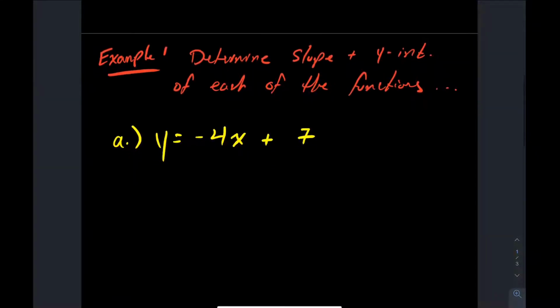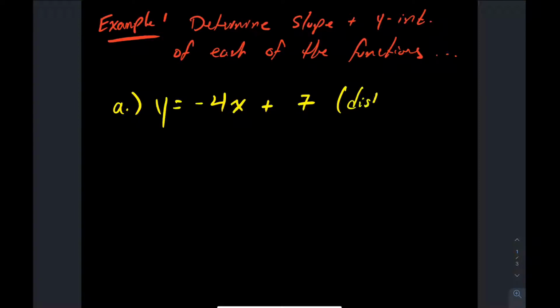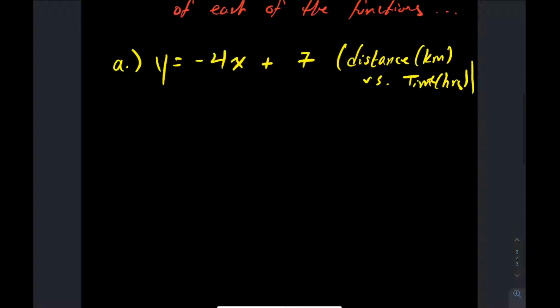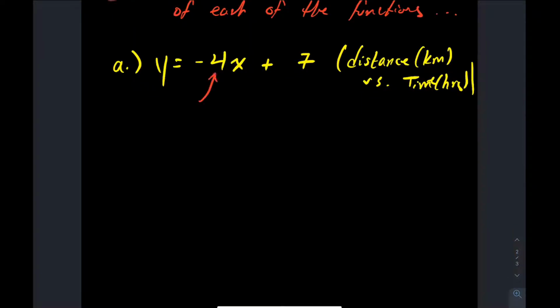Let's say that this was distance in kilometers versus time in hours for a function. I'm just giving some context. Most of these questions don't actually have context, so it's a bit hard to understand. So what would be the slope of this? Well, remember, this is our m term, and that equals our slope. So the slope is equal to negative 4. If this was measured in kilometers per hour, comparing distance versus time, this would be negative 4 kilometers per hour.